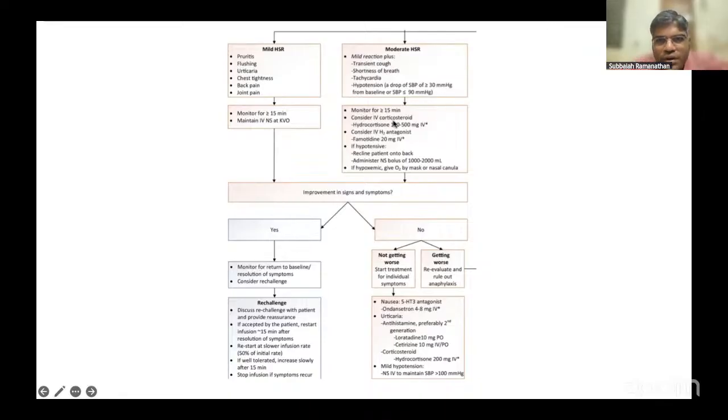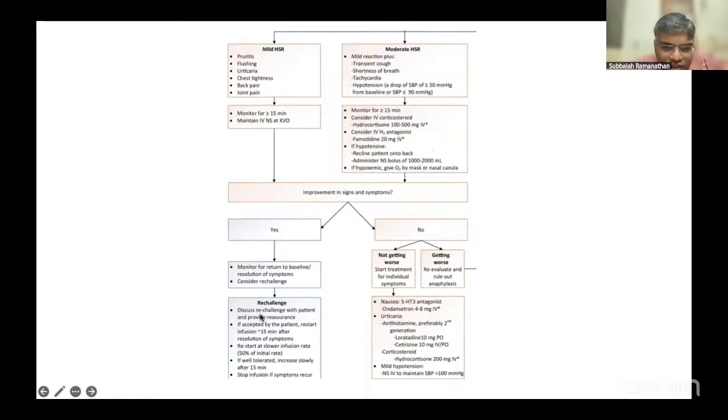For moderate reactions, you monitor for 15 minutes. IV corticosteroid is advised, and give the second generation antihistamines and not the first generation anti-allergics. You can give famotidine, loratadine, or cetirizine. If hypotension, again, just resuscitate like a usual hypovolemic shock, give some fluids or some nasal cannula, and then maybe you can consider his treatment. What do we do for anaphylaxis there?